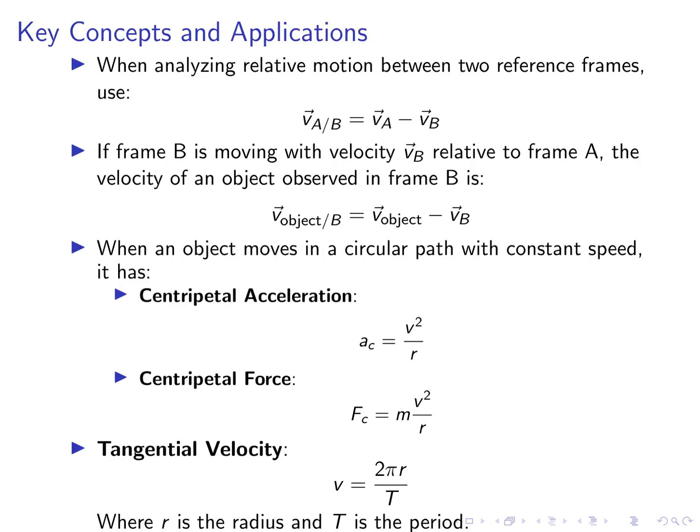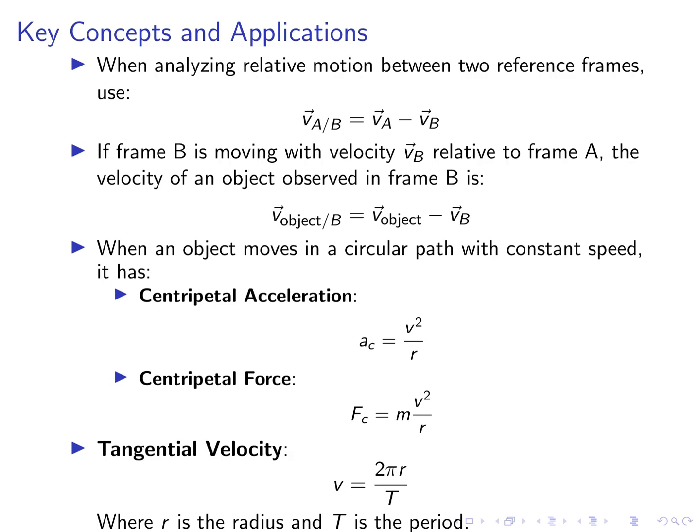When analyzing relative motion between 2 reference frames, use vA/B equals vA minus vB. If frame B is moving with velocity vB relative to frame A, the velocity of an object observed in frame B is v object/B equals v object minus vB.